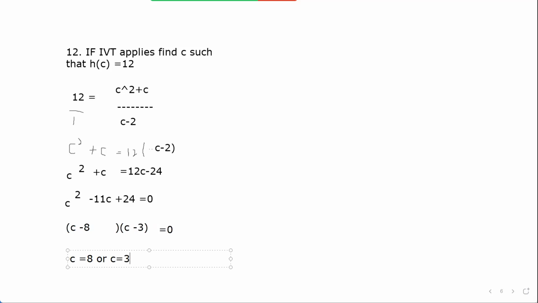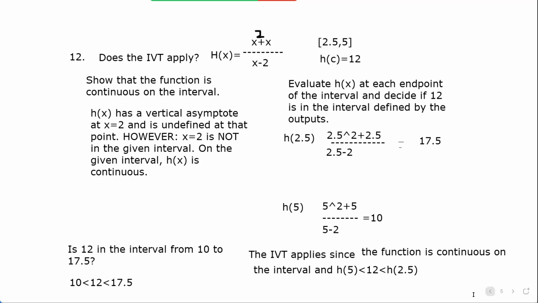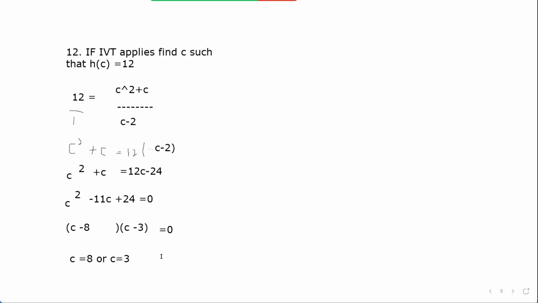Are we, oh goodness, what are the numbers? There's so many numbers now. 2.5 and 5. Yeah, 2.5 and 5. Very good. And so the only one that could be in between it is 3. Because, I'll write you a note. Because the interval is 2.5 to 5, right? 2.5 to 5.